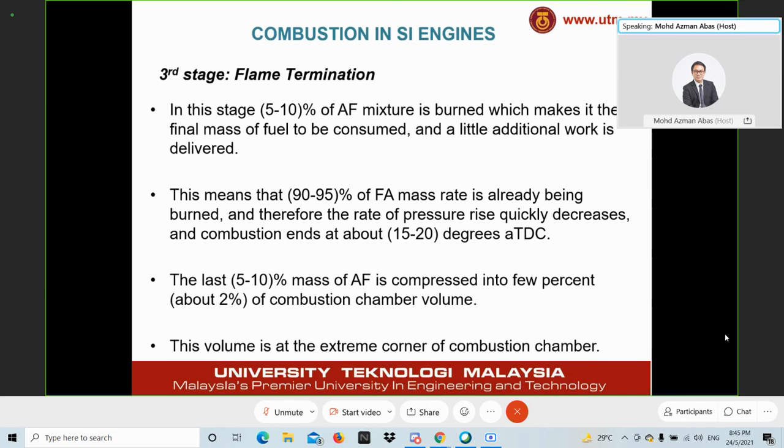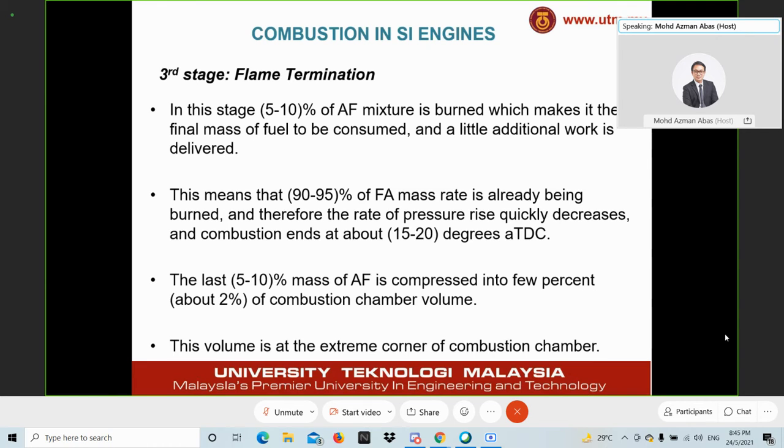So that is basically the second phase, which is the flame propagation. Now moving on to the third stage, which is the final phase, flame termination. In this stage, the remaining air fuel mixture, approximately 5 to 10%, is being burned, which makes it the final mass of fuel to be consumed. A little additional work is delivered, not much. This means that 90 to 95% of the mixture has already been burned in the second phase, and therefore the rate of pressure rise quickly decreases and combustion ends at about 15 to 20 degrees after TDC.